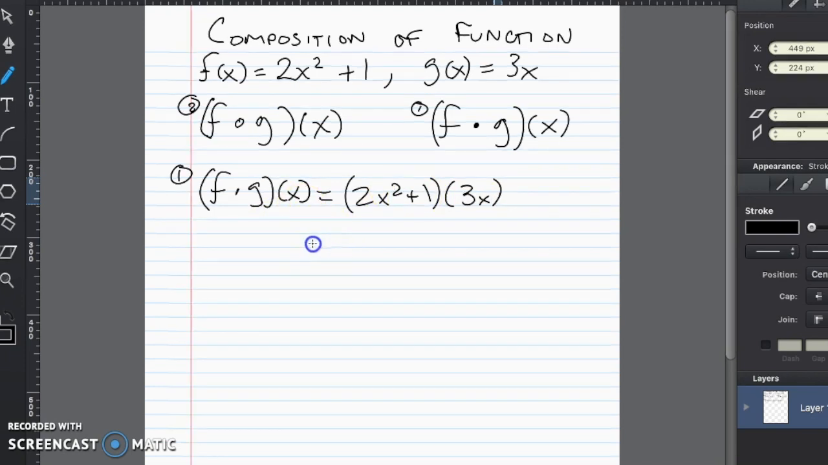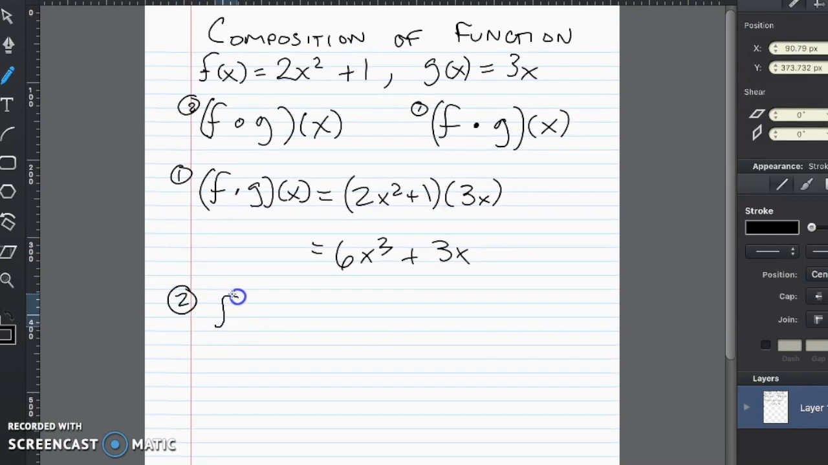So I'm going to multiply that using the distributive property, and I'm going to get 6x cubed and 3x, okay? And that's going to be it. If I had some value of x, I would substitute that value of x in for these x's and then evaluate, but I don't, so I'm going to move on.